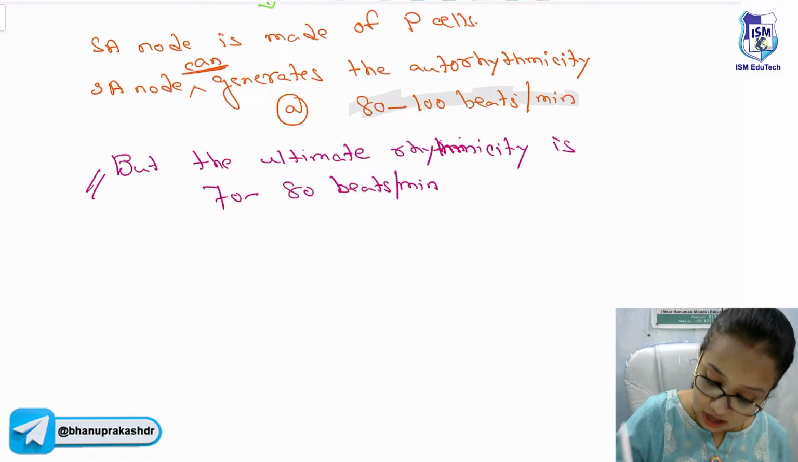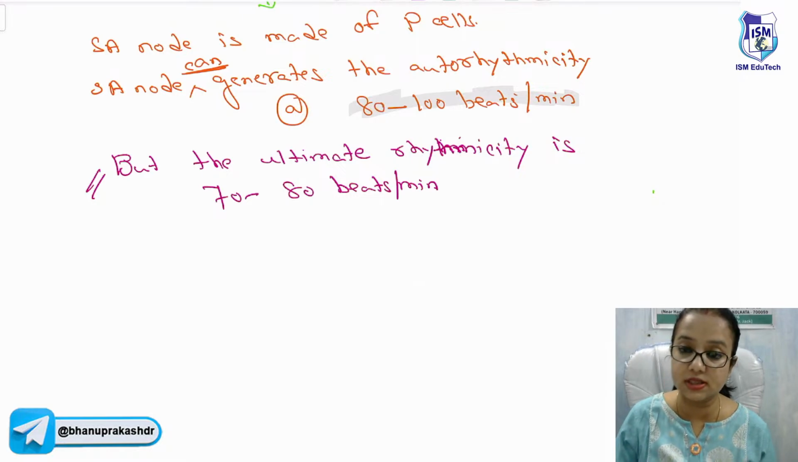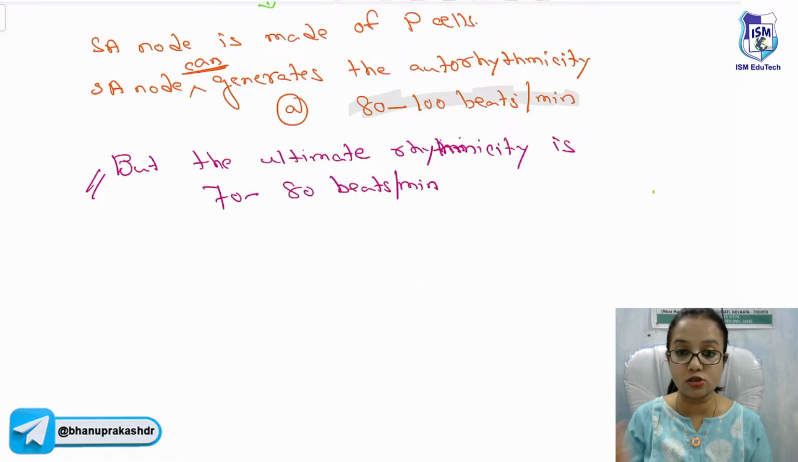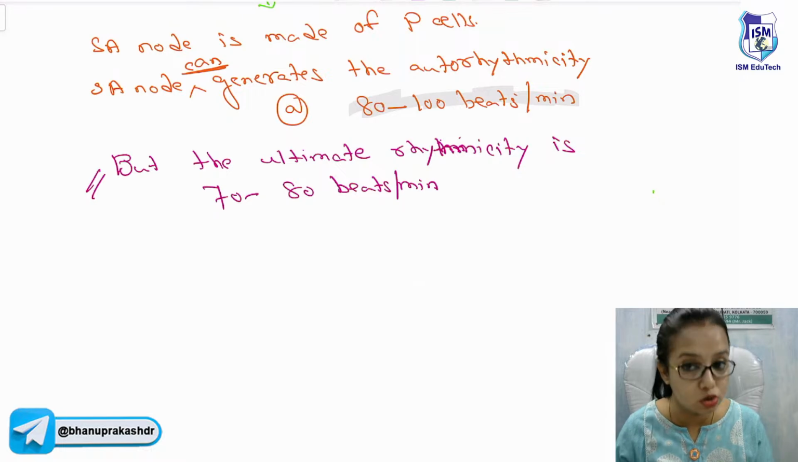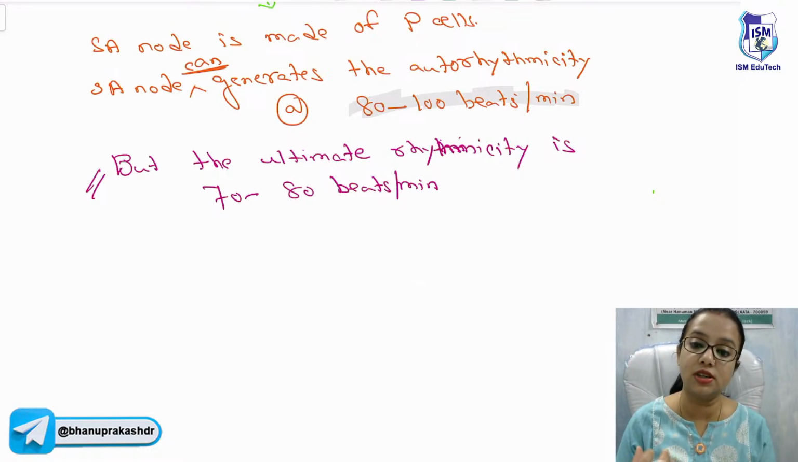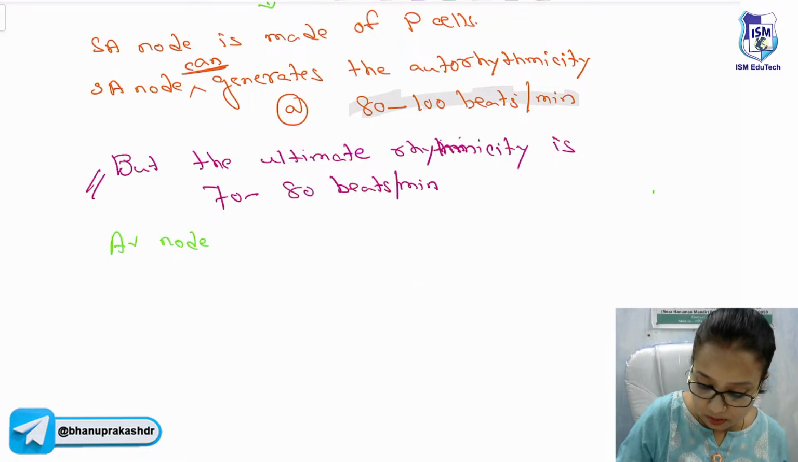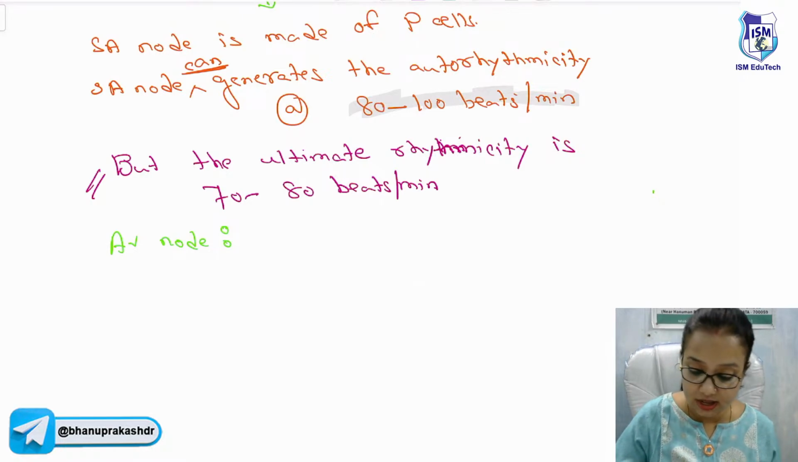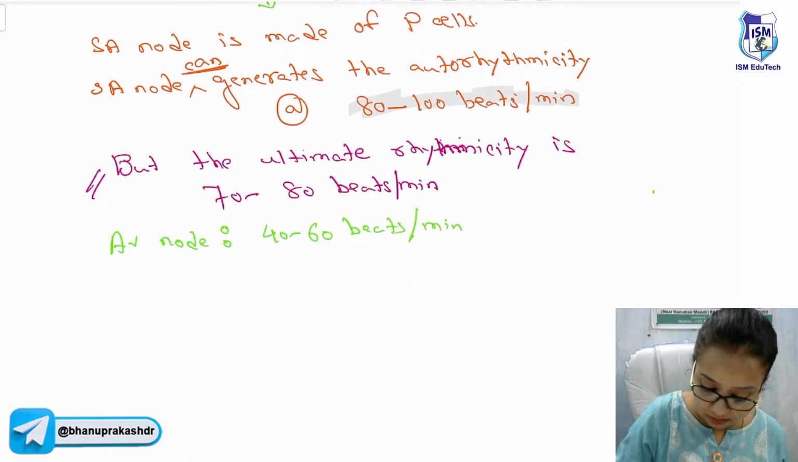Now talking about the other structures that can generate autorhythmicity. One of the special characteristics of the whole heart is that it's not only the SA node, but the AV node, the bundle of His, and the Purkinje fibers. Each and every structure of this conducting zone has the capacity to generate autorhythmicity. The AV node, which is also an important structure of the conducting system, can generate a rhythmicity between 40 to 60 beats per minute.